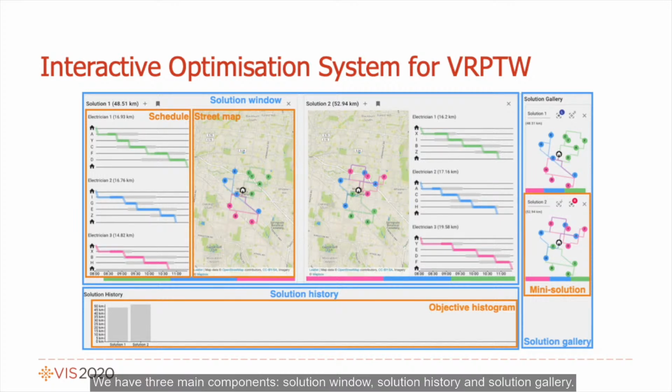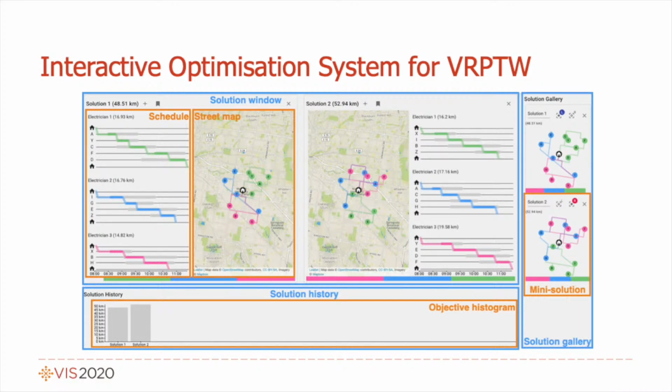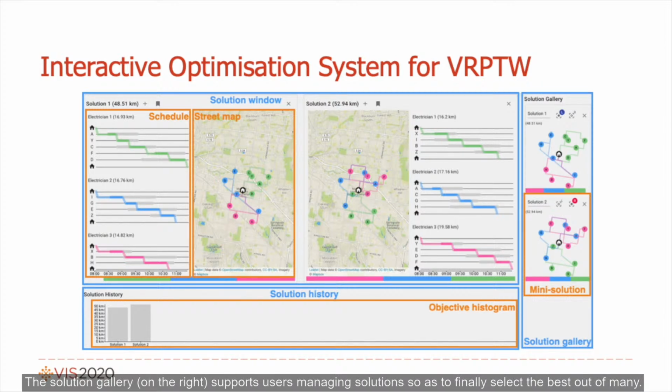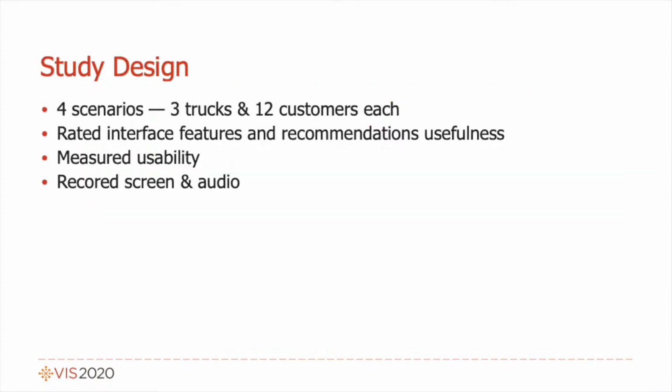This is an overview of our system. We have 3 main components: solution window, solution history, and solution gallery. The solution window in the middle can present either a single solution or 2 solutions side by side. The solution history at the bottom keeps track of users' interactions, such as modifying a solution. The solution gallery on the right supports users managing solutions so as to finally select the best out of many.